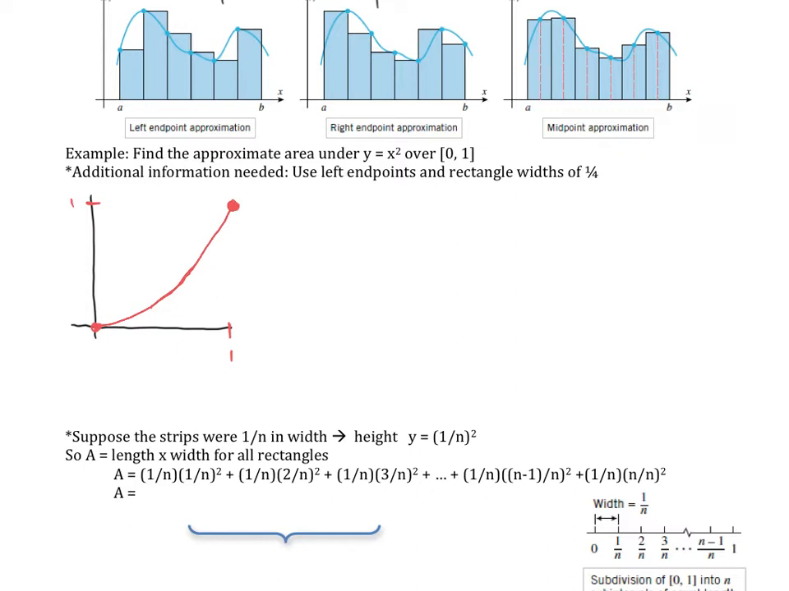All right, so now I've got my curve that looks like this, and I'm going to use left endpoints. What does that mean when I'm using left endpoints? That means I'm going to pick at 0, I'm going to pick here, and I have widths of 1/4.